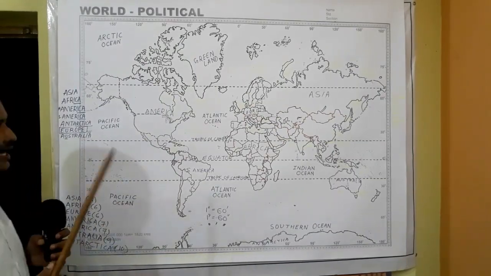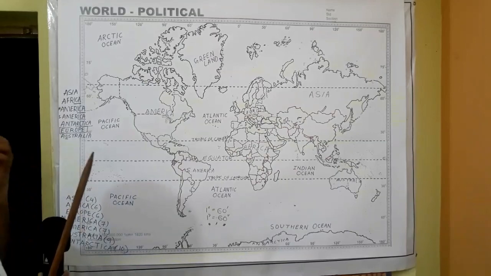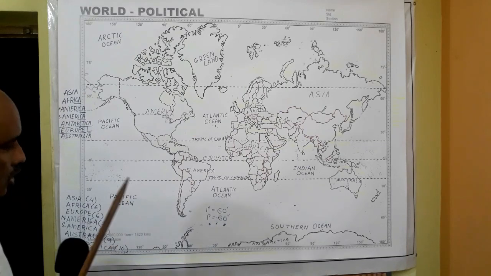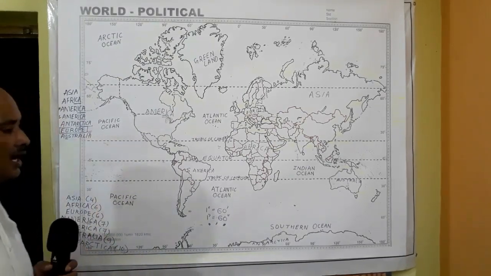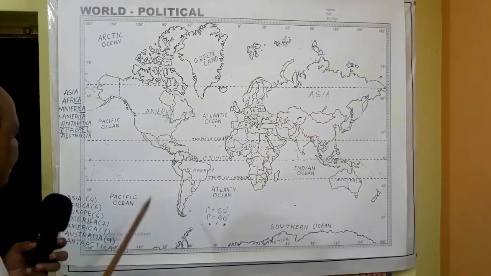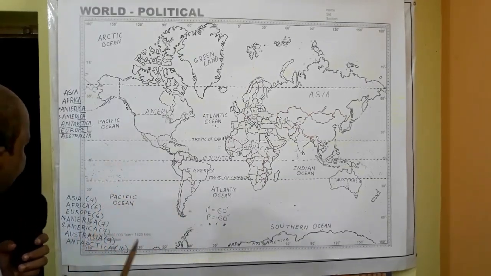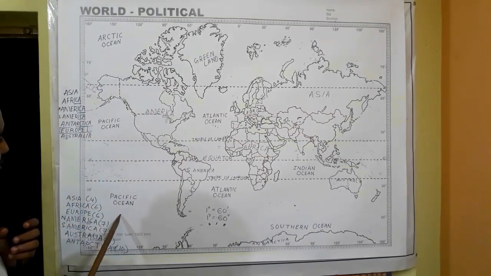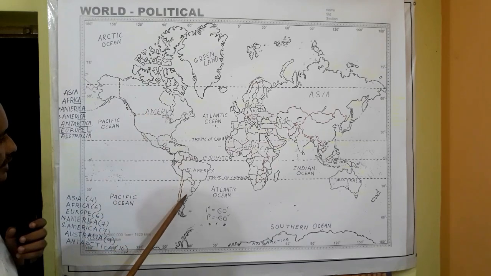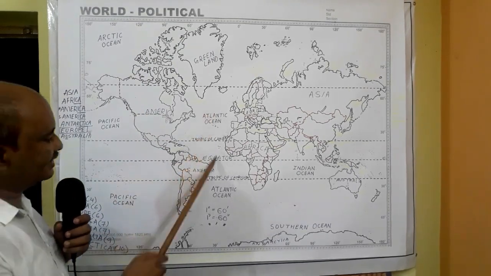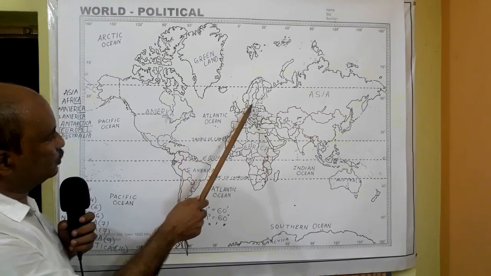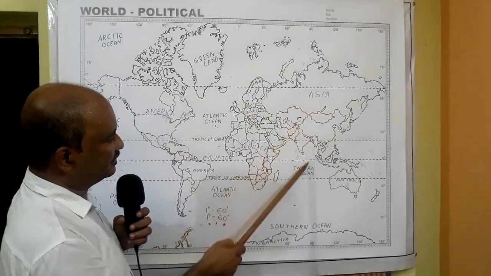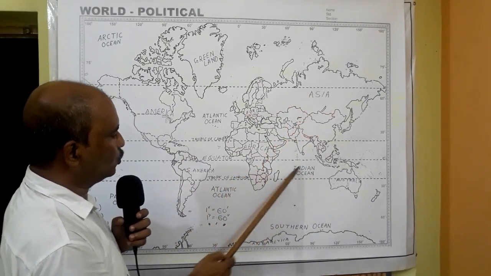Now we need to learn about the prominent oceans or water bodies. Almost 3/4 of the earth is underwater. So now let us see what the important oceans are. We have the Pacific Ocean, between North America and South America. Then we have the Atlantic Ocean, between Europe and Africa, and then here Asia. Next we have the Indian Ocean.